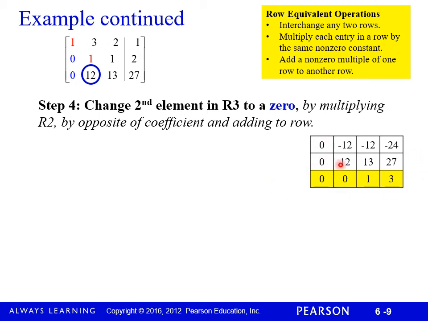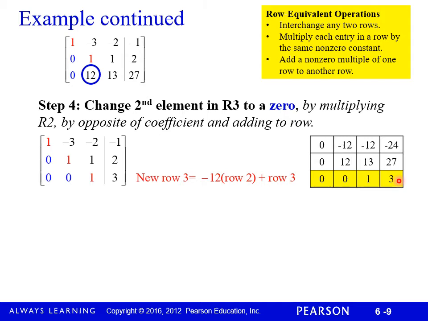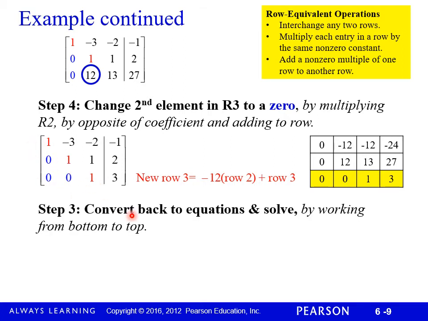0 plus 0 is 0. Negative 12 and 12 is 0. Negative 12 and 13 is 1. And negative 24 and 27 is 3. And so this is what our matrix looks like now. And conveniently, when we fixed that 0, we also got a 1 in our final spot. So that's awesome. So we're actually done. We've created the reduced row echelon form. We've got ones on the downward diagonal, zeros down below, and so now we're ready to solve the problem.